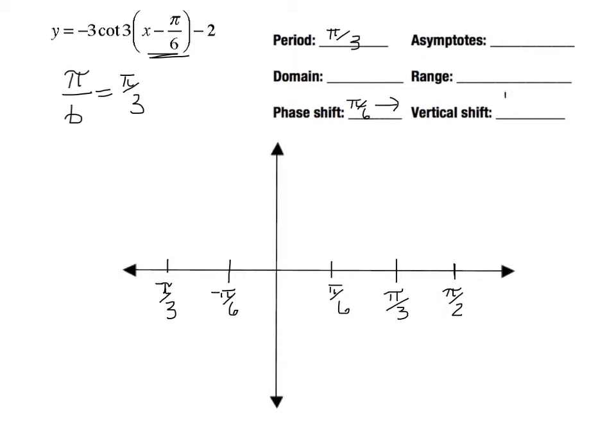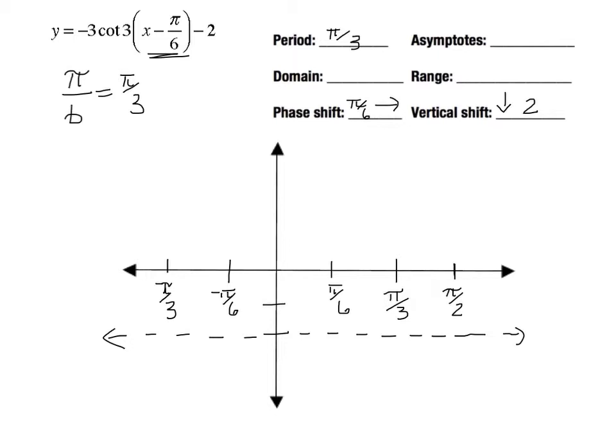Vertical shift is down 2. So I'm going to go ahead and go down 2 and draw that imaginary line to remind myself I've got to remember to shift this graph down 2. From the last example you looked at, the tangent one, I forgot. And I remembered because I had my imaginary line in there. So that's the middle of the graph right there.